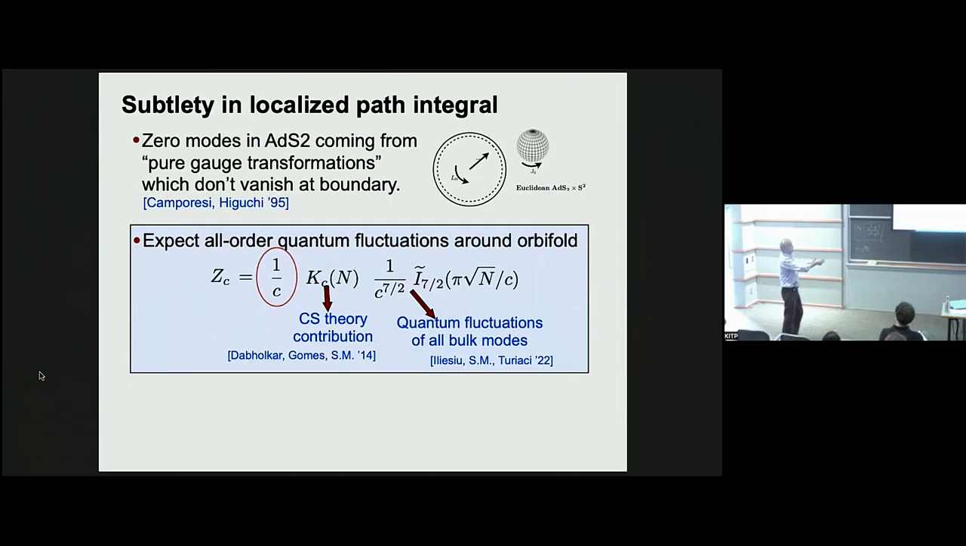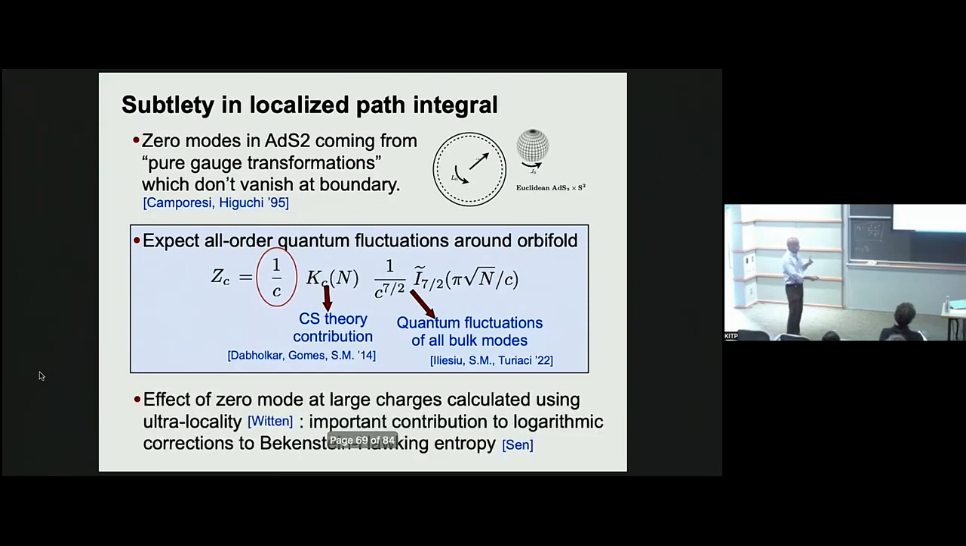However, their action is zero because they're pure gauge formally. So they have zero action. So the path integral is not well defined. What you really have to calculate is some kind of volume of the space of these modes. Now these modes are very important. Even in Ashoke's calculations, these modes contributed a finite fraction to the leading logarithmic correction to the Bekenstein-Hawking entropy. The way Ashoke did it was, he said, assume that this integral is somehow well defined, and then you ask what happens if you change the size of the AdS space a little bit, and then using some ultralocality argument of Witten, you can say what's the contribution to the log correction.